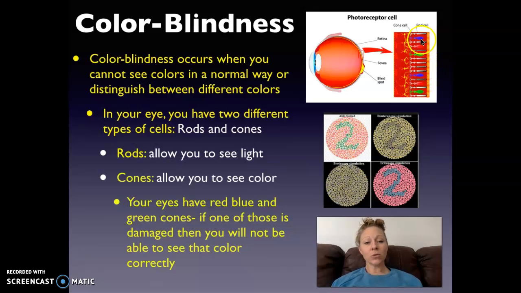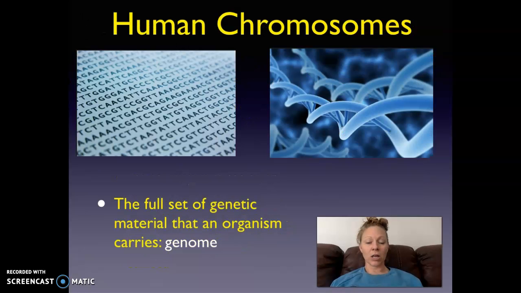If any of those cones are malfunctioning, or there's a mutation in the gene that codes for those cells to work properly, then you're not going to be able to see color in a normal way, and this results in color blindness. So since we have that out of the way, let's get on to talking about human chromosomes and sex-linked traits.